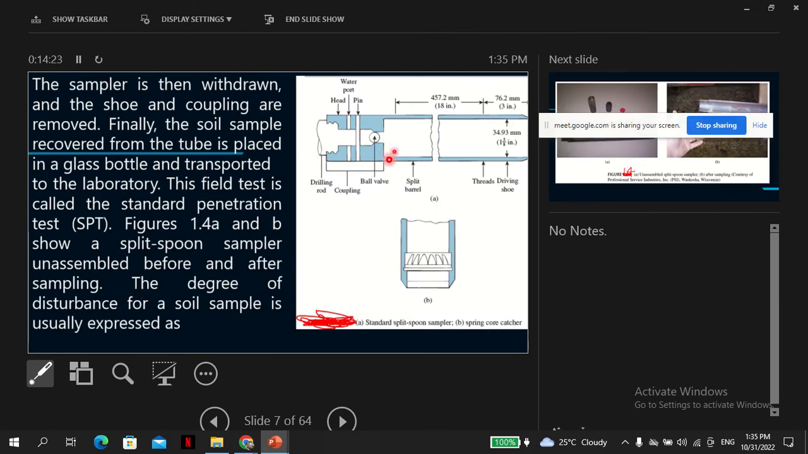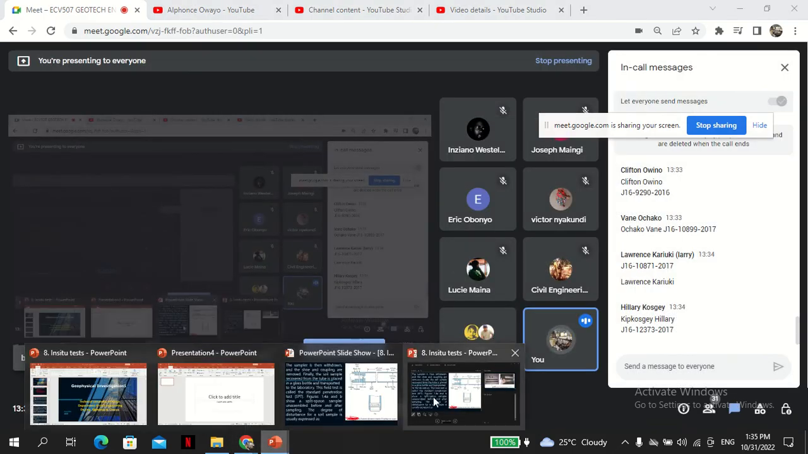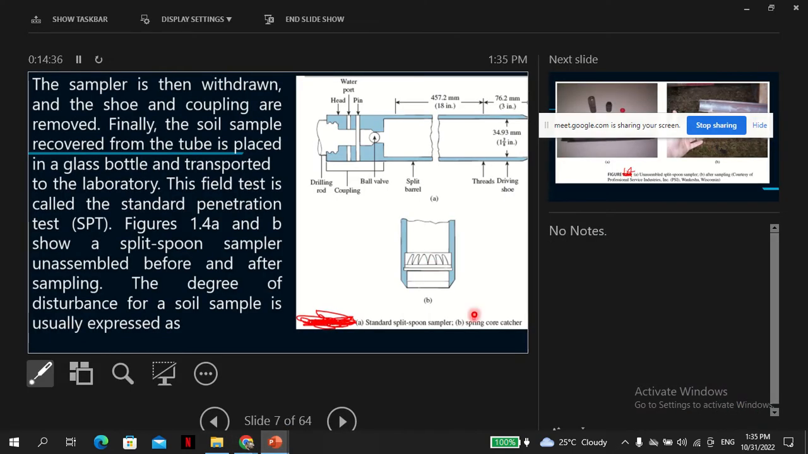Now this is a closer look at the split spoon sampler. This is an improvised way, the sprinkle culture, because soils like sand are difficult to obtain samples from. This helps to obtain samples in such troublesome soil. Finally, the soil sample recovered from the tube is placed in a glass bottle and transported to the laboratory.